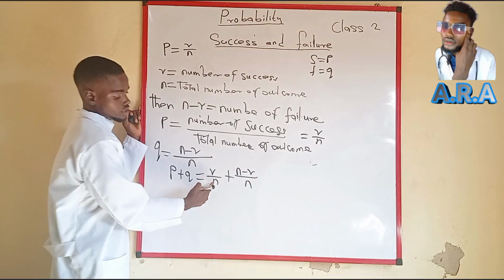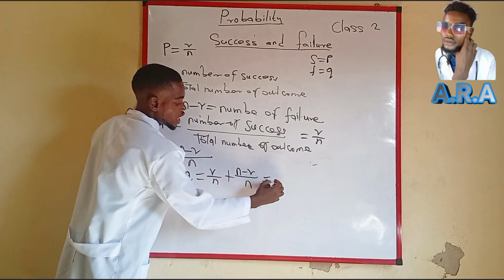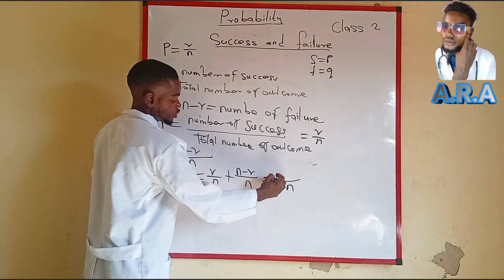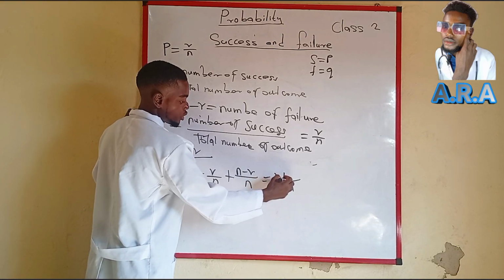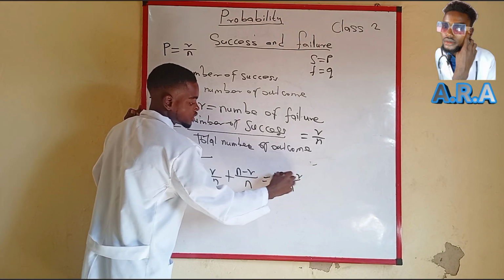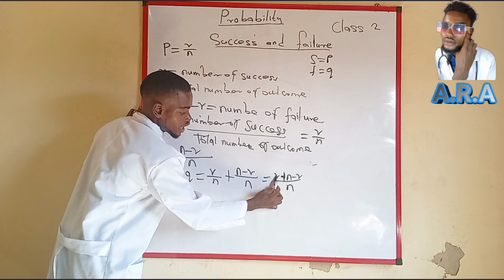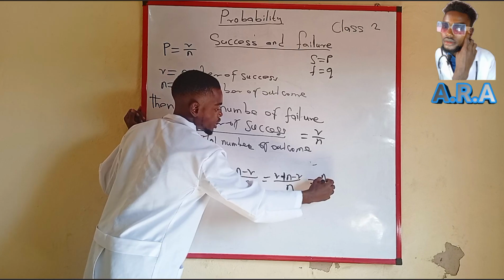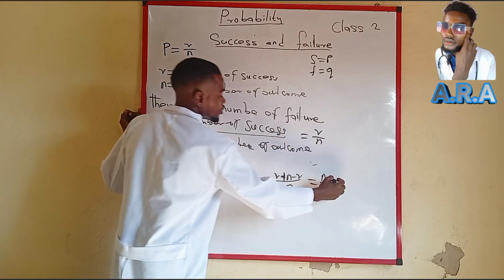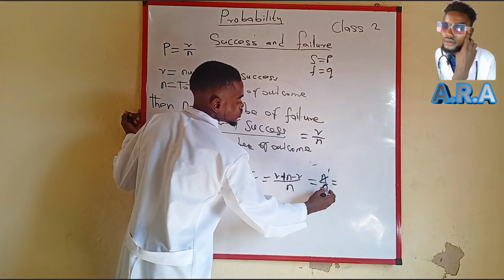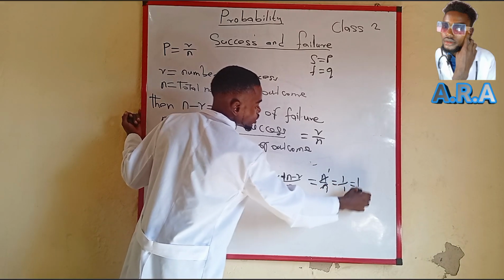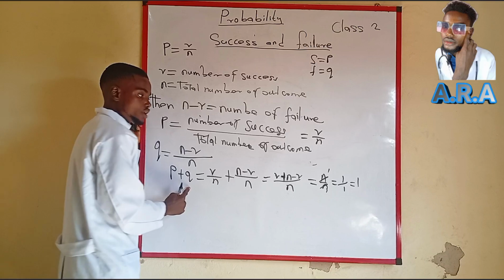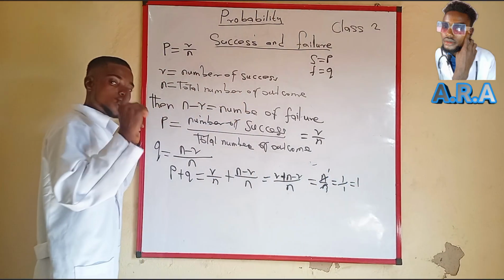Now, from fractions, these have the same denominator. I'm going to call it one denominator, and then those are the numerators. I'm going to add them together. So I have R plus N minus R. All right. Now, if you look closely, you'll find out that R minus R has gone out, and I'll just have N over N left. Why N over N? This cancels 1, this cancels 1. 1 over 1 is giving me what? 1. Therefore, P, which is success, plus failure, is going to give us 1.